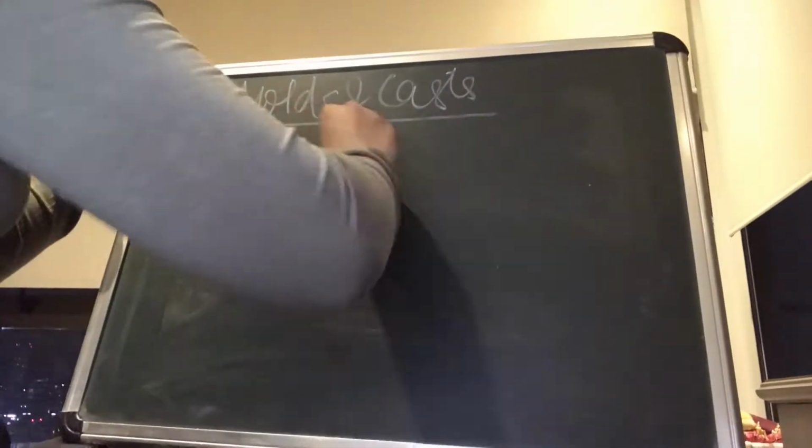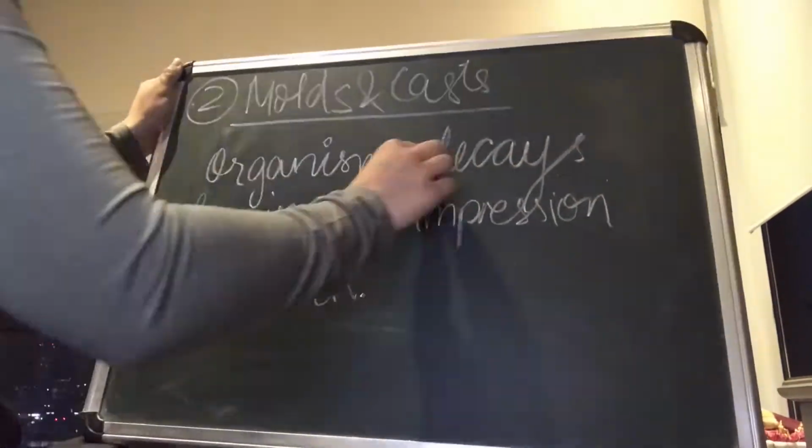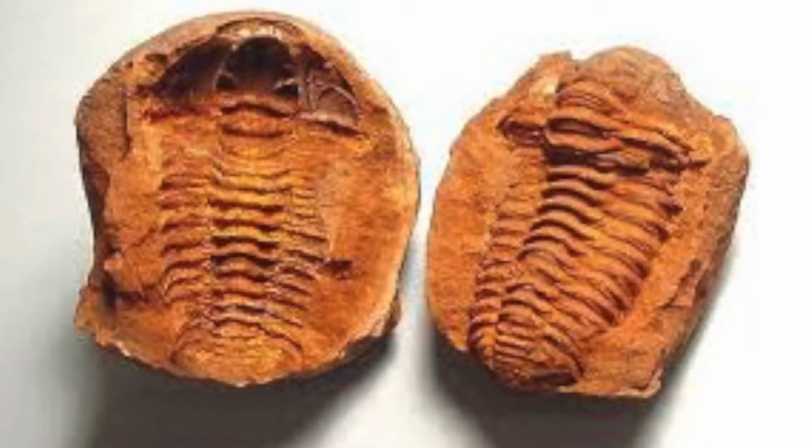A mold fossil is when the organism decays, leaving an impression in the rock called a mold. A cast is when that mold has been filled in with rock or minerals.